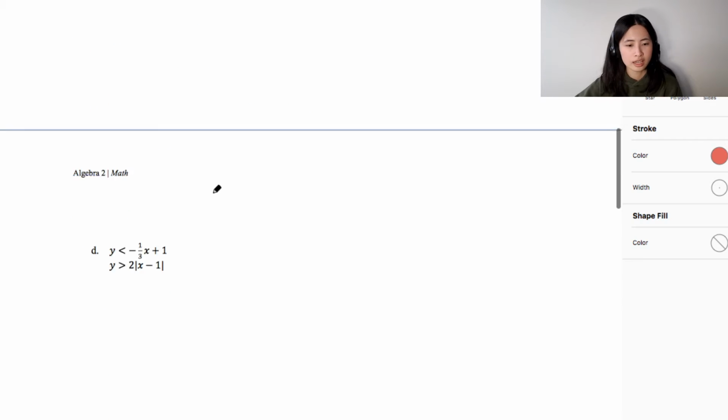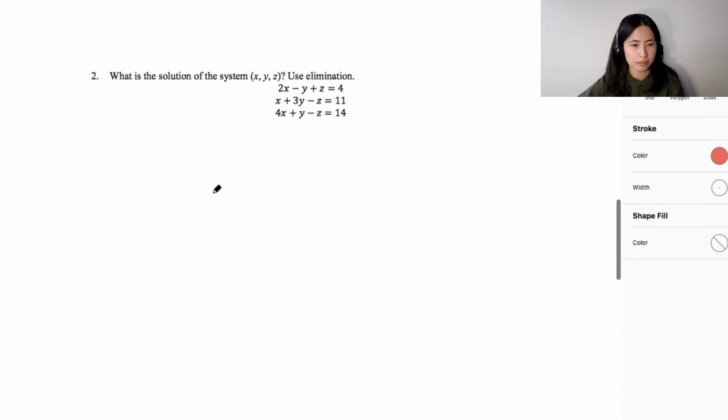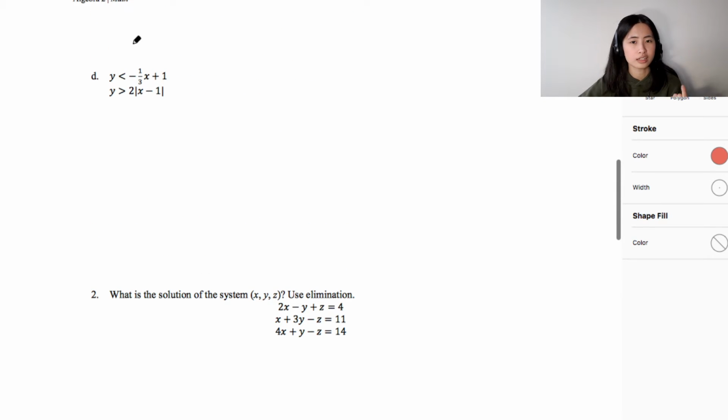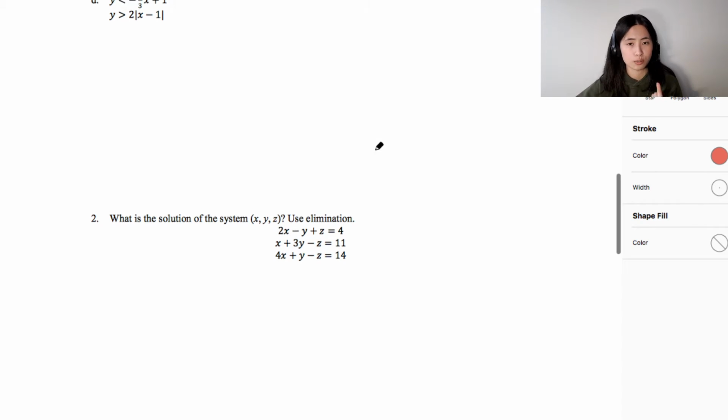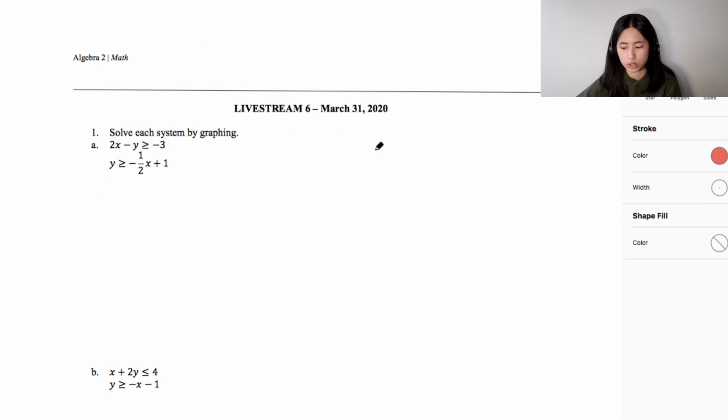This is basically a combination of graphing two inequalities now, and at the same time, we're going to look at when you're looking for solutions of three equations, right? So three systems of linear equations as opposed to two, which is what we've looked at so far. Okay, so you have 2x minus y, which is greater than or equal to negative 3, and you have y greater than or equal to negative 1/2 x plus 1.